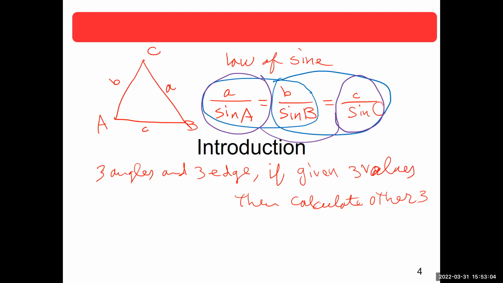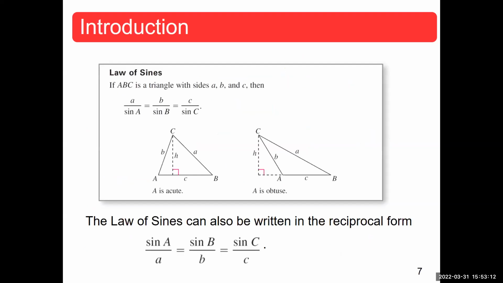You can flip this upside down. It's still correct. See here, this is the law of sine. And what they did here, they flipped it upside down. It's still correct. Sometimes you may need to do that, but I never use the bottom one. I always use the top one, because I can find anything I want from the top one.